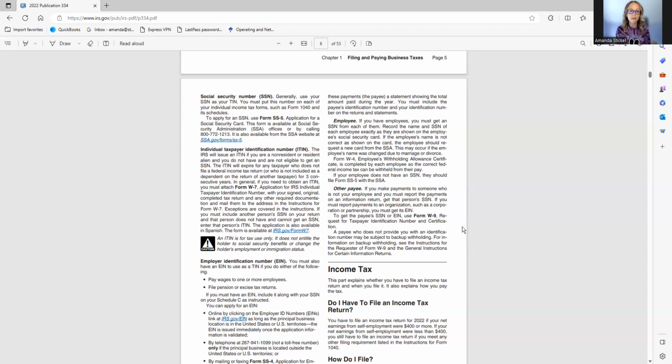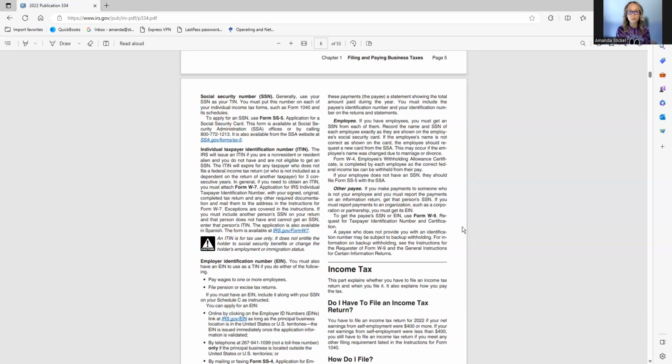Individual taxpayer identification number, an ITIN. The IRS will issue an ITIN if you are a non-resident or resident alien and you do not have or are not eligible to get a Social Security number. The ITIN will expire for any taxpayer who does not file a federal income tax return, or who is not included as a dependent on the return of another taxpayer, for 3 consecutive years.